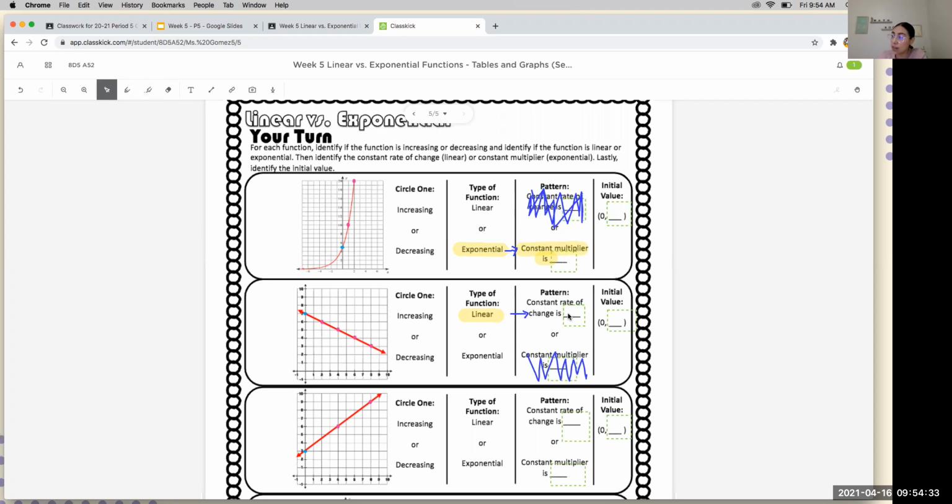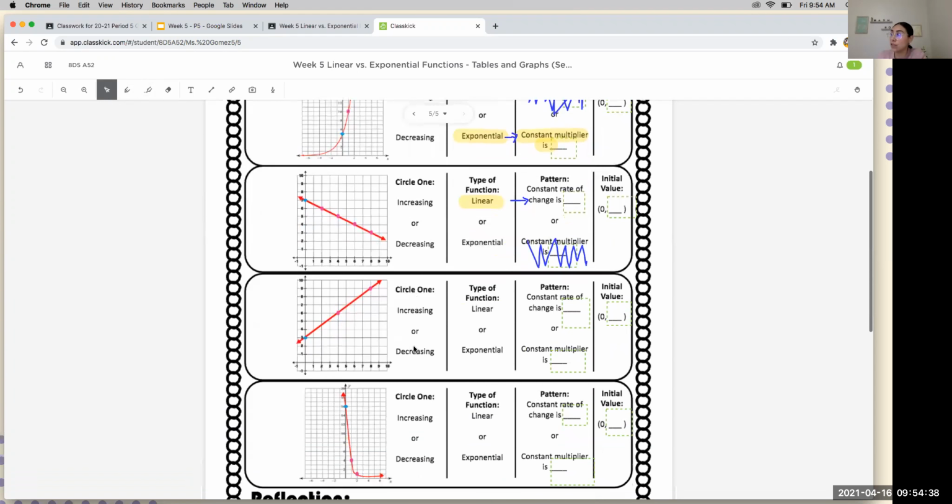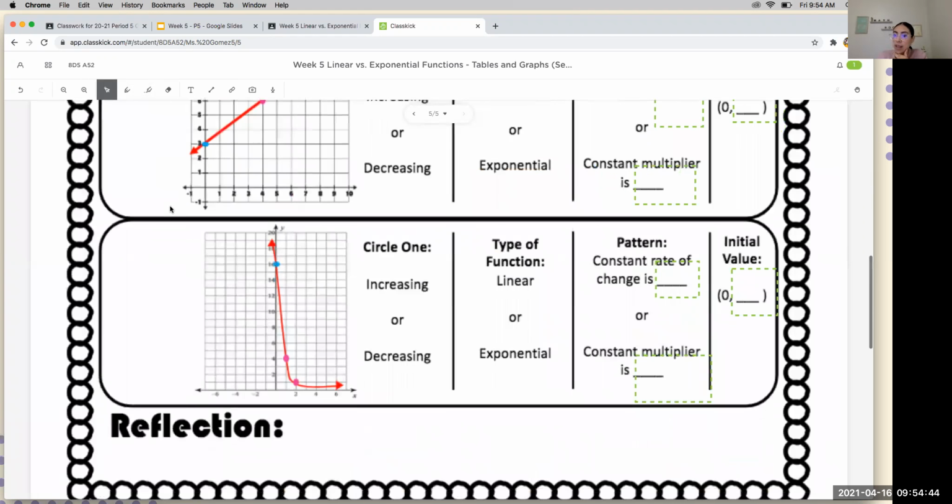After that, find the constant rate of change, either the slope or the pattern, and the initial value. We're running short on time here, so I'm going to go ahead and go through the last one because I know that could be the hardest one. So when we look at this last one, I'm going to ask you guys for some help here. Let's start off by deciding, is this increasing or decreasing? Well, I'm on the left side and I'm coming down. Is this thumbs up increasing? Clap decreasing. What would you circle?